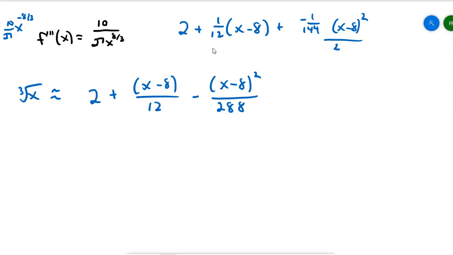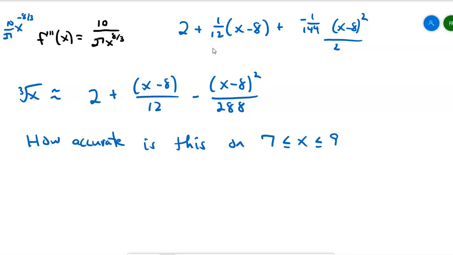All right, so now here's my question. How accurate is this on the interval from 7 to 9? And notice that this one happens to be centered at 8, and so the interval that I'm looking at is symmetric. That doesn't mean that it's going to have the same amount of error on both sides. It just means that the interval that I'm looking at is symmetric.